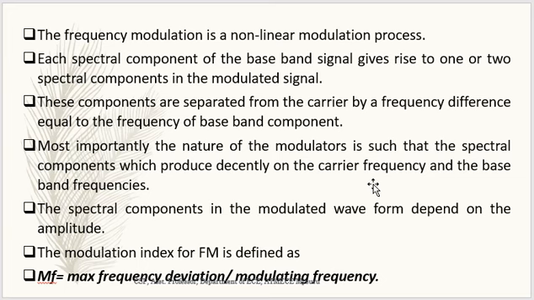The modulation index for FM is defined as the ratio of maximum frequency deviation to the modulating frequency. That is, mf is equal to maximum frequency deviation divided by modulating frequency.